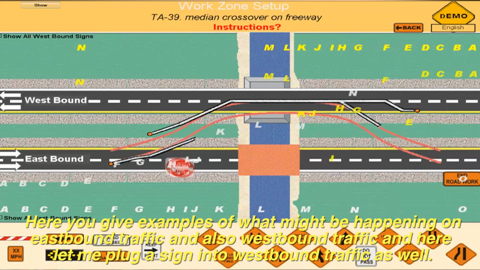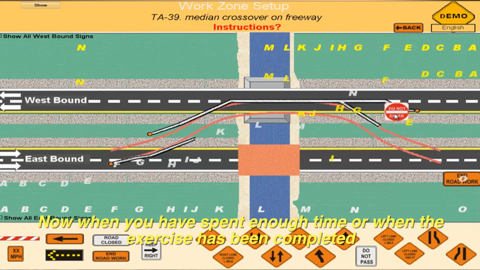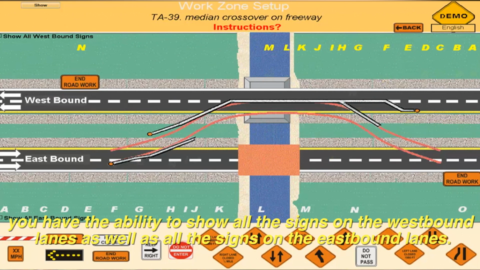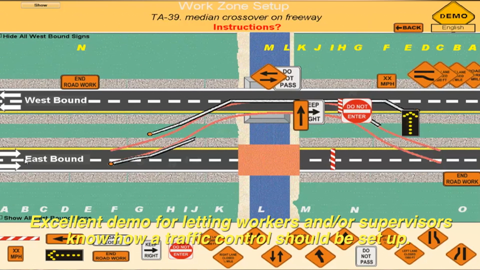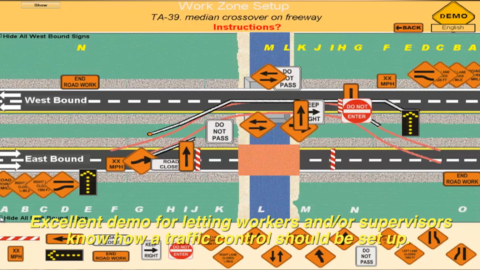Here you give examples of what might be happening on eastbound traffic and also westbound traffic. And here let me plug a sign into westbound traffic as well. Now, when you have spent enough time or when the exercise has been completed, you have the ability to show all of the signs on the westbound lanes as well as all of the signs on the eastbound lane. Excellent demo for letting workers and our supervisors know how a traffic control should be set up.